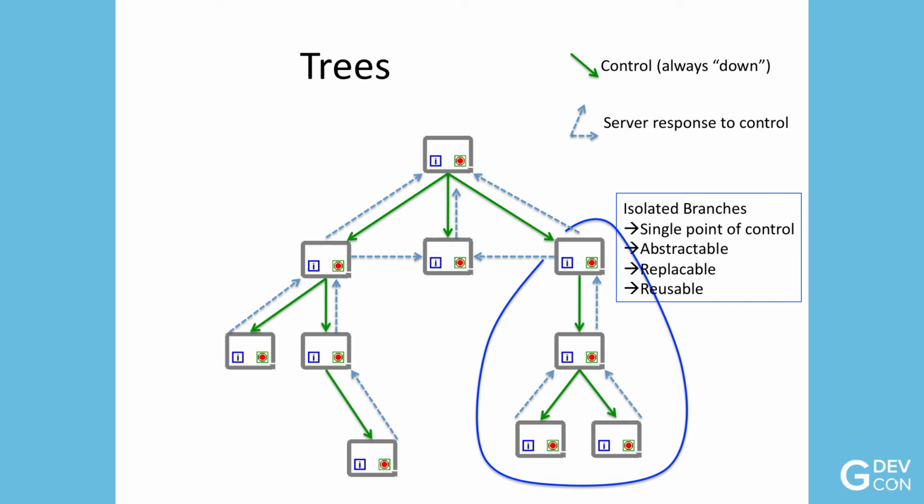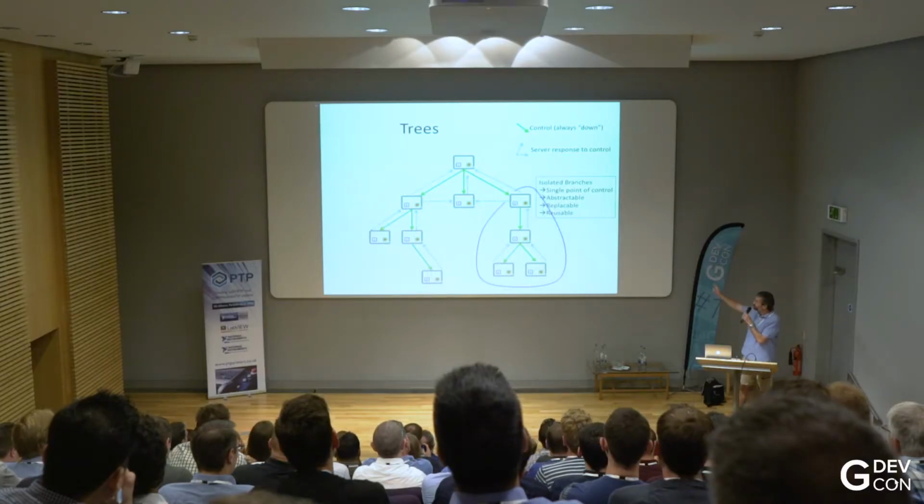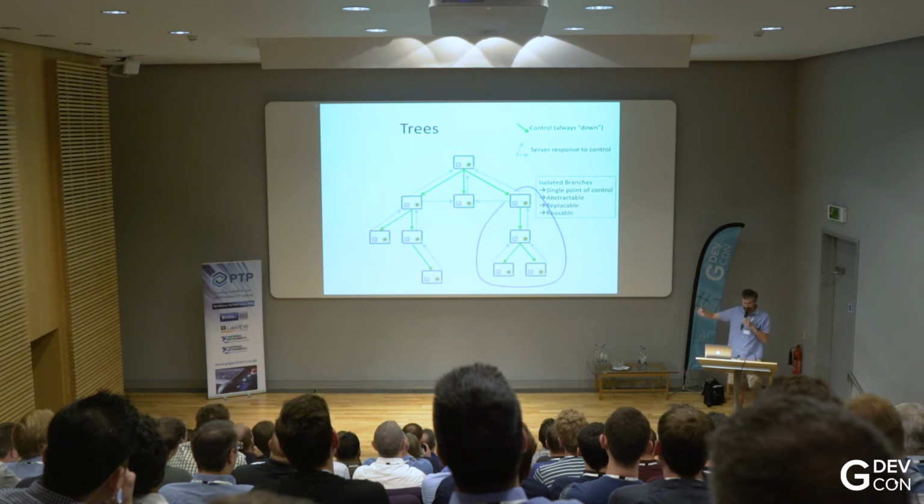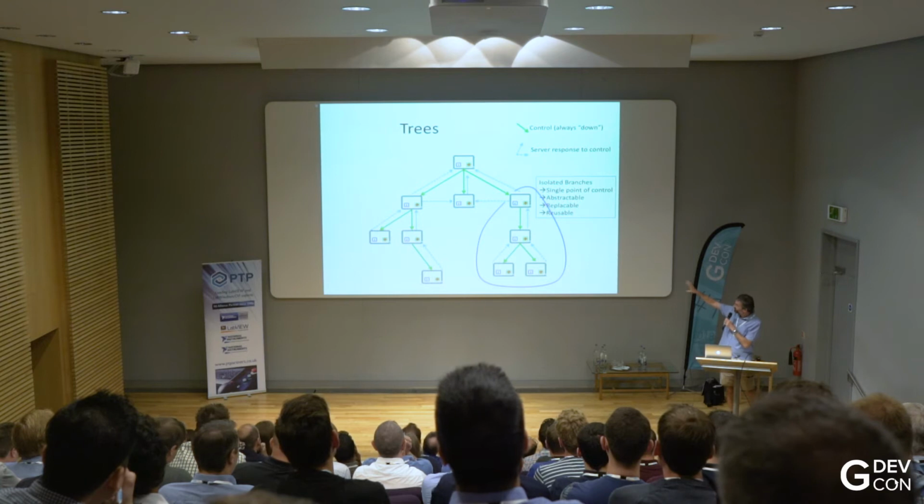It's only one point of connection. It's not spider webbed all over your application with different things. It's just one point of connection. And it's more reusable because you could take that branch out and put it in a different application. And then each part of this is branches, sub-branches, and so on. So there's a lot of abstraction, reusability, replaceability.